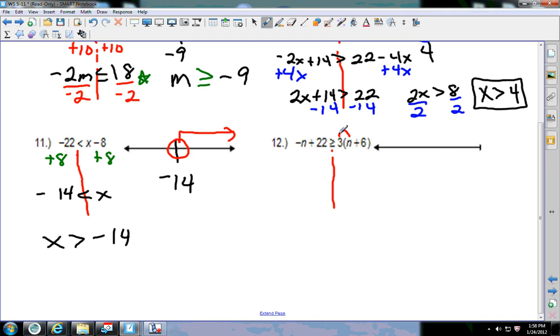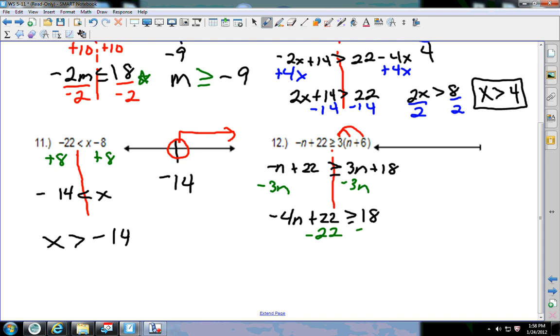I'm going to do the distributive property right here. So I have negative n plus 22 greater than or equal to 3n plus 18. I'm going to move my n's to the left, so I'm going to subtract 3n from each side. I'm going to get negative 4n plus 22 greater than or equal to 18. I'm now going to subtract 22 from each side. I get negative 4n greater than or equal to negative 4.